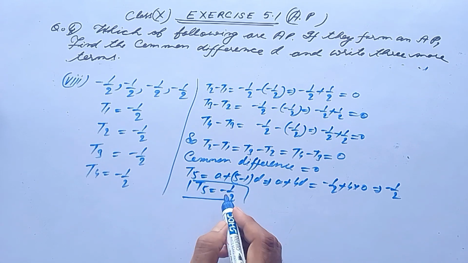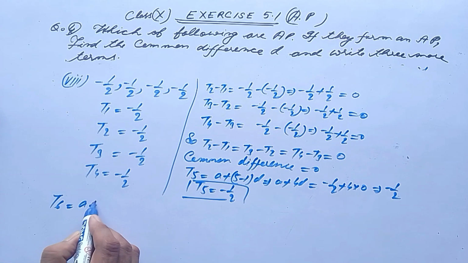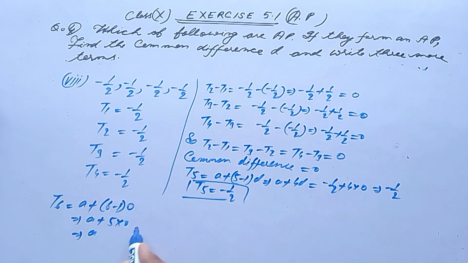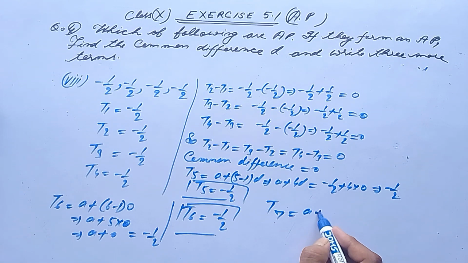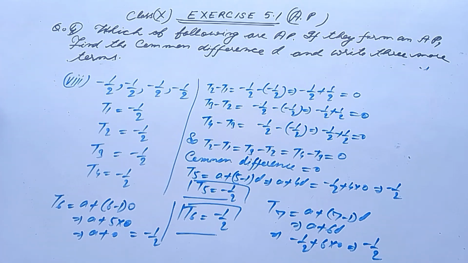Now we will find the T6. T6 क्या आएगा A plus 6 minus 1 D, A plus 5 into 0. तो A कितना आ गया -1/2, तो T6 आ गया -1/2. Now we will calculate the T7. A plus 7 minus 1 D, A plus 6D, तो A कितना आ गया -1/2, डिफरेंस 0 है, तो -1/2 आ गया. That is solution of this question.